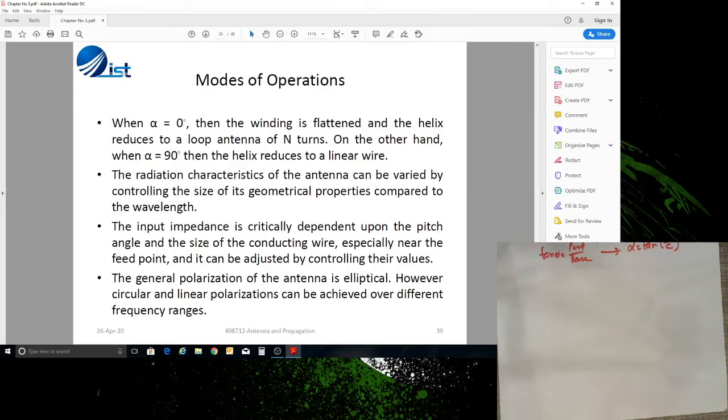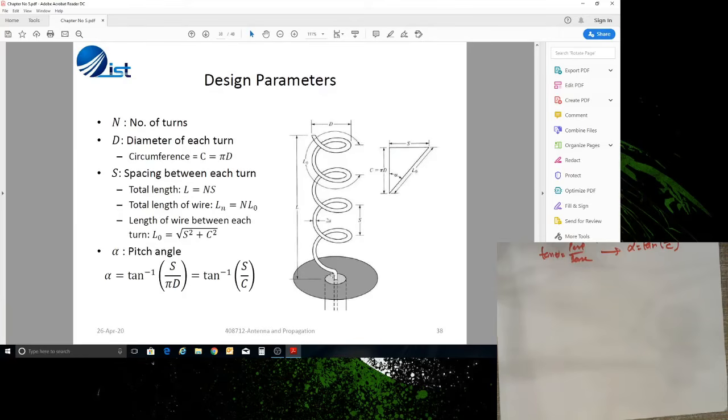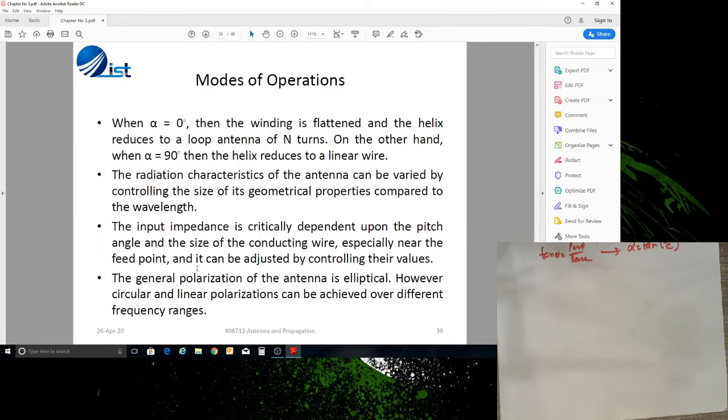So the input impedance is critically dependent upon pitch angle and the size of the conducting wire. Again जो input impedance है इस particular antenna की, it depends upon the pitch angle, ये जो alpha की क्या value है, and the size of the conducting wire as well. So especially near the feeding point. So ये जो आपका feeding point है, it's very important कि यहाँ पे आप इसकी क्या value select करते हैं, and it can be adjusted by controlling their values. So the general polarization of the antenna is elliptical.